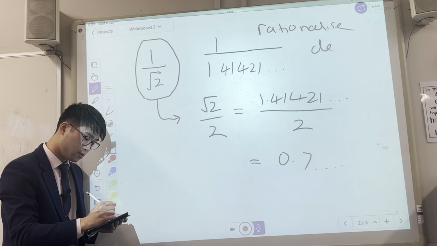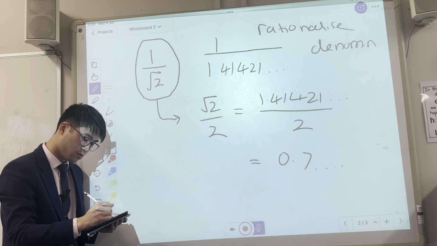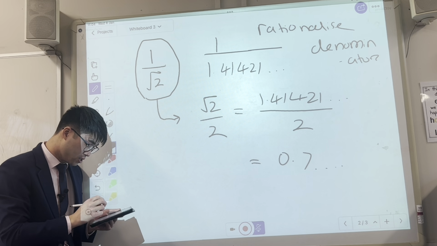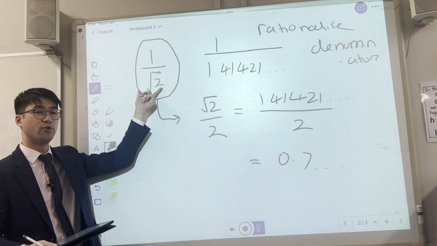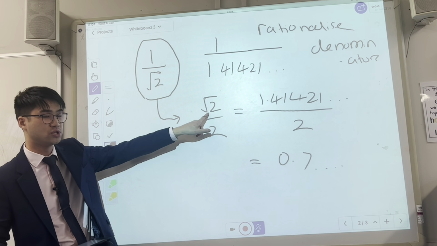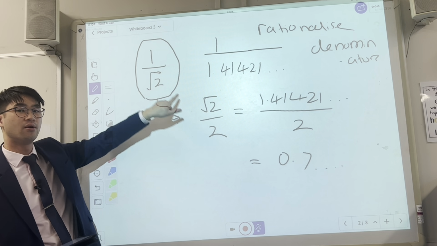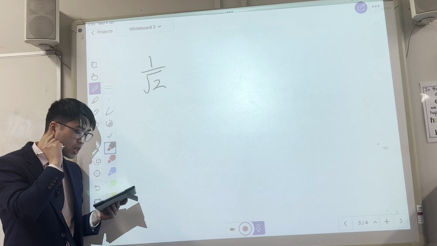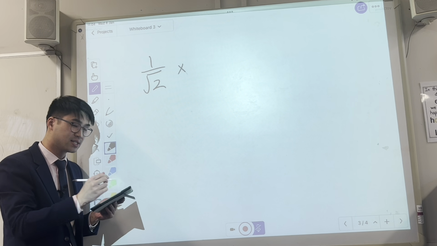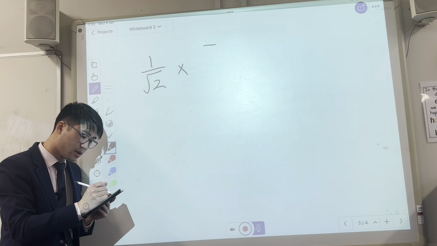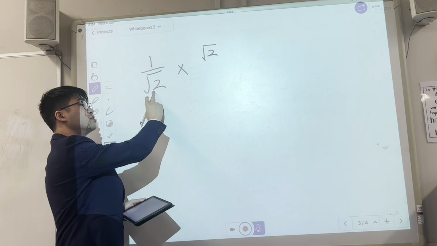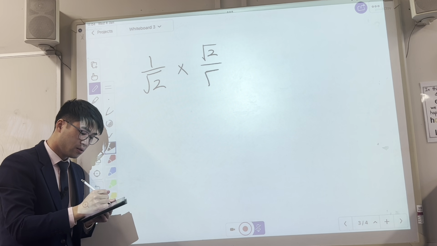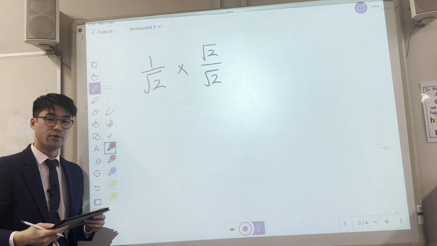Rationalizing denominators. So we're going to see how we actually get from 1 over root 2 to root 2 over 2. How do we get from there to there? So let's get this down again on a new line. 1 over root 2, we can times this by the denominator, so root 2, over the same thing, root 2 over root 2.